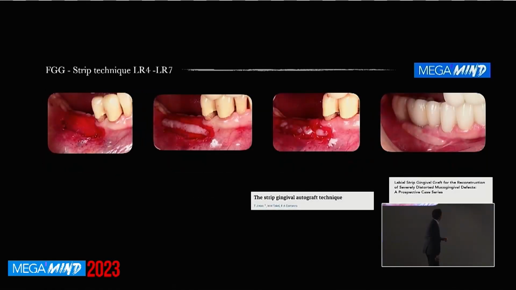The same situation at the level of lower right 4 and lower right 7. We performed an apical reposition flap, a free gingival strip technique. We stretch everything with the idea to reduce the mobility in that area and to stabilize it.